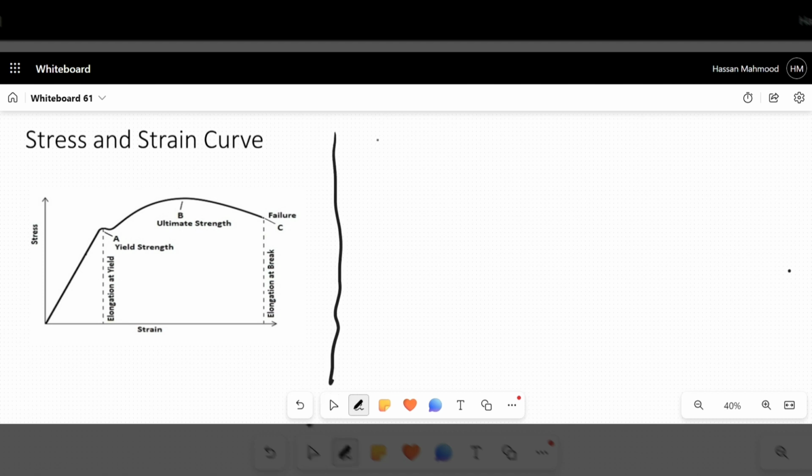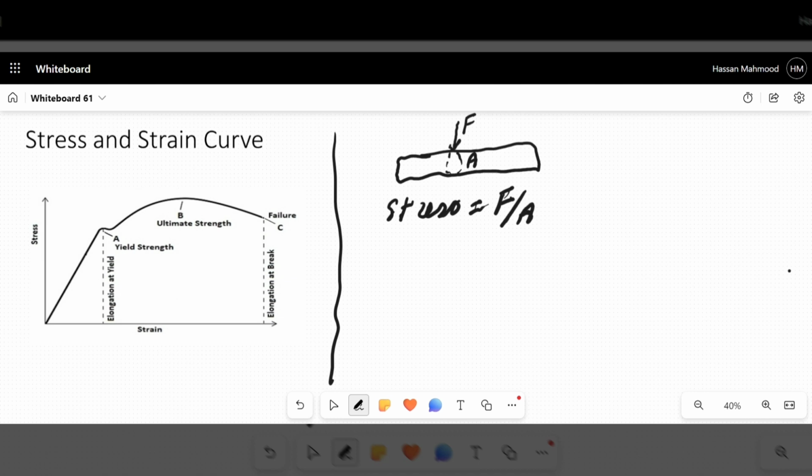For example, that is your rod. You applied a force F here, the rod with a cross-sectional area A. Then your stress, in this case, is equal to force per unit area. Units of stress: Newton per meter square, similar to the pressure unit. Stress is denoted by the symbol sigma, that is a Greek letter.